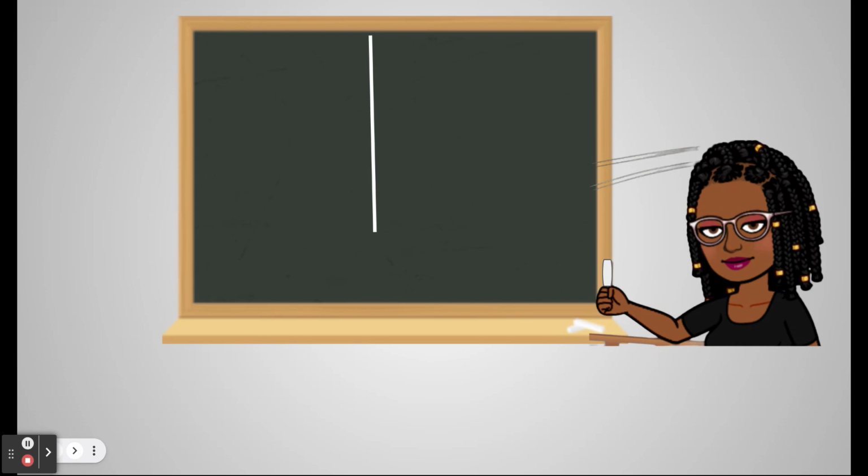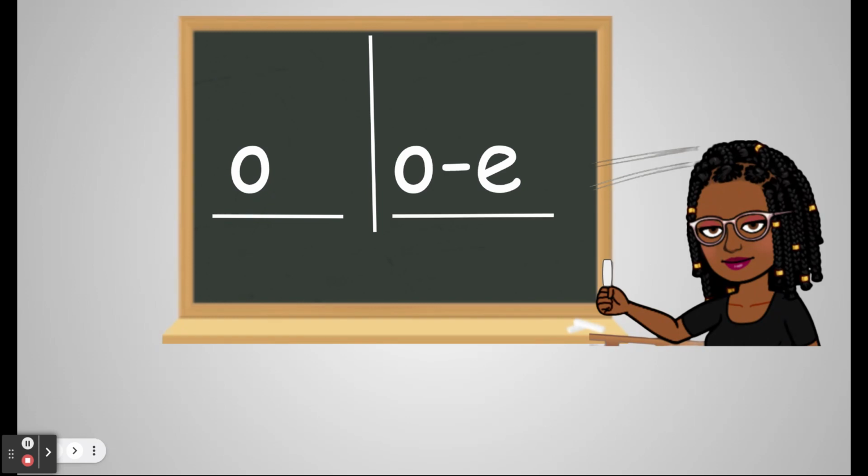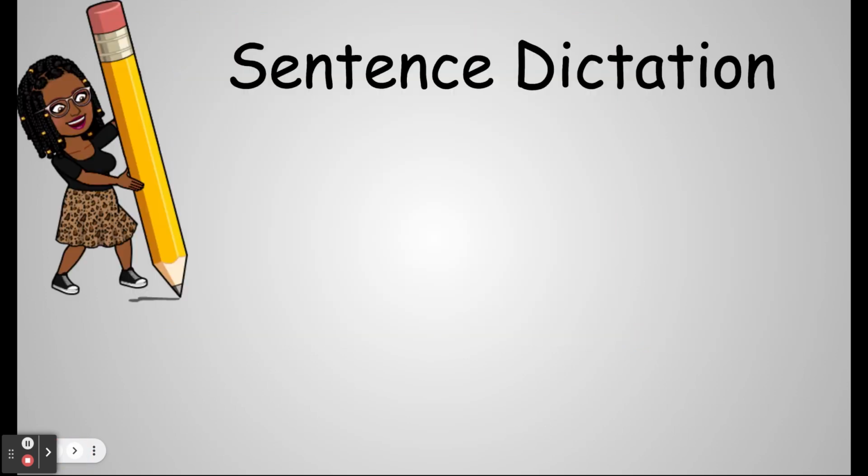You know two ways to spell this one sound. Split your board in half. Sound is O. Repeat. O. O spells O. O blank silent E spells O. Let's do some sentence dictation. Go ahead and number your paper 1 through 5.